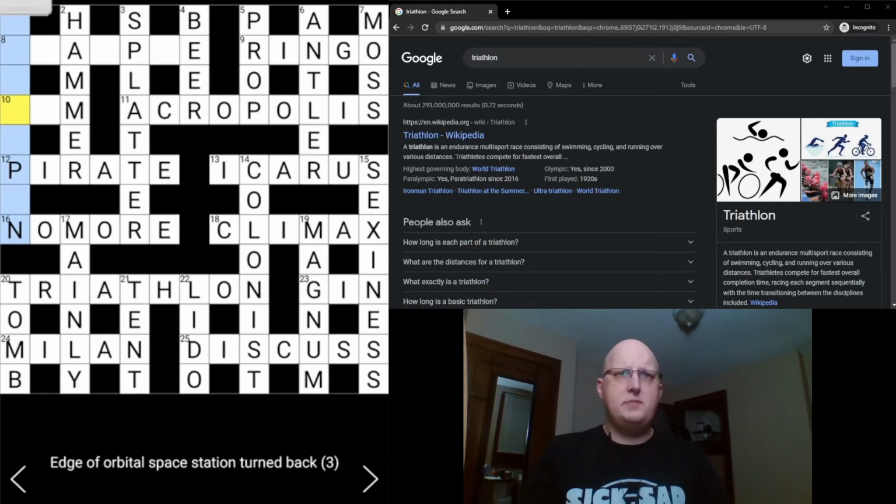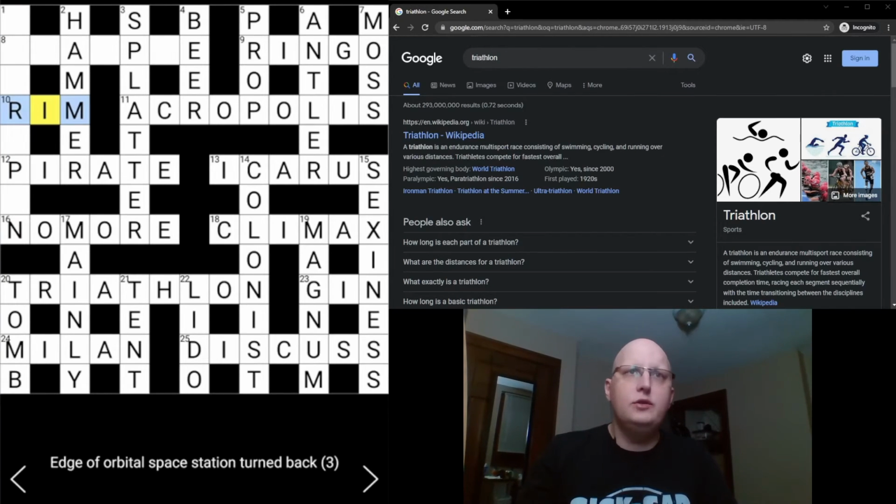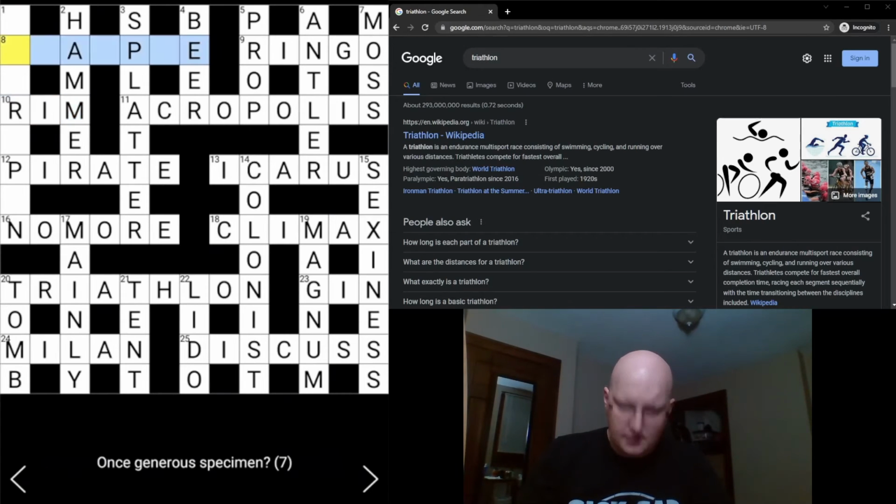Edge of orbital space station turned back. So what's a word for, oh, Mir, rim, there we go. So Mir was a space station. And if you take the word Mir and you turn it back, you get rim, which is an edge. So an orbital space station, Mir, which means both the world and peace, which is a very good name for a space station. Gets you rim. Very good. Very good.